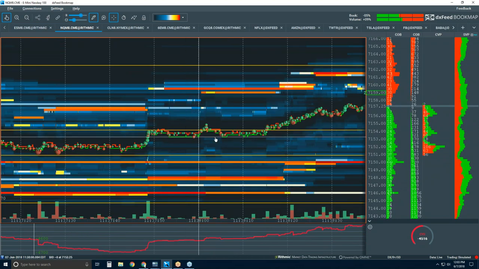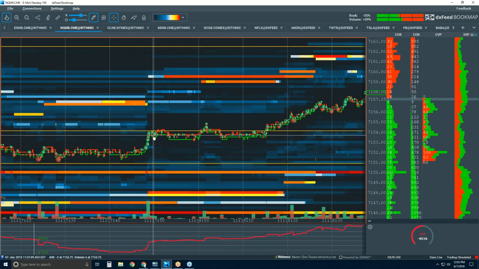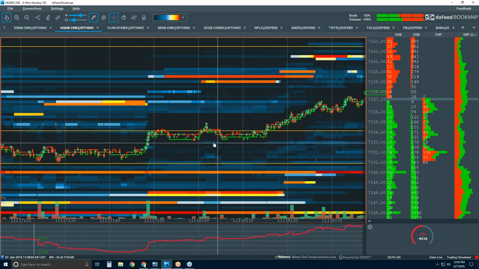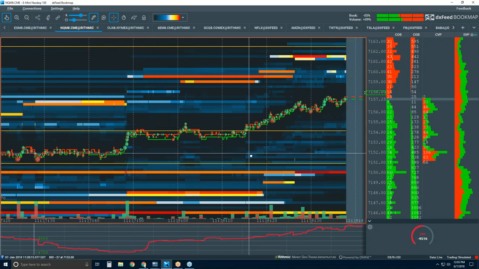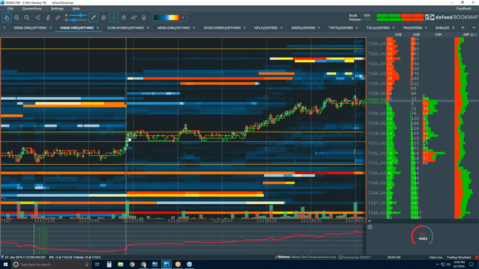Whereas look at the pullback here. It doesn't even come back down to test this area here. So that's what the advanced analysis is all about: starting to note the distinctions, some of the structure and the transactions and the book. Now we're not seeing too much in the book here. It's in the structure and the transactions.